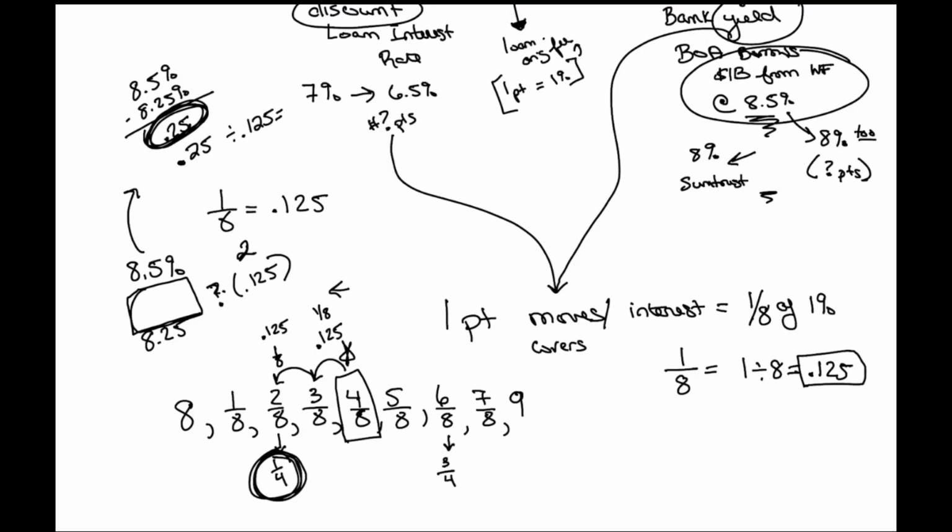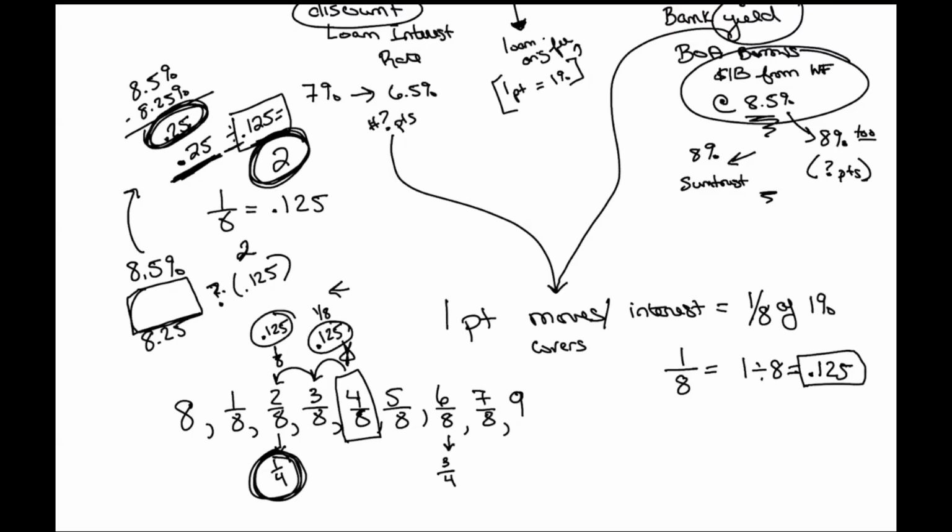How many 0.125s are in 0.25? So 0.25 divided by 0.125. Nope, other way. 0.25 divided by 0.125. I'm sorry, my calculator is... 0.25 divided by 0.125 is 2. So really, we got 2 here and we got 2 down here.